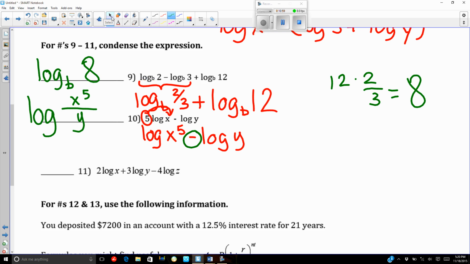11 is similar. You're going to start that one the same way. 2 log x becomes log x squared.